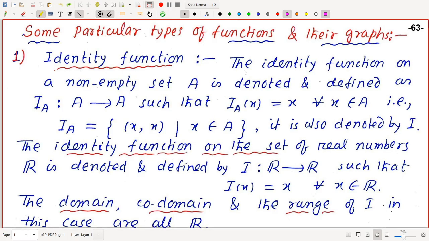We are formally defining. The identity function on a non-empty set A is denoted and defined as this. IA is a function from A to A, such that IA of x is equal to x for all x belongs to A. See, IA of x equal to x means IA of x is the image, but this image is again equal to the element itself. Image is identical with the element considered for all elements, of course, in the domain, and that's why the name is identity function.